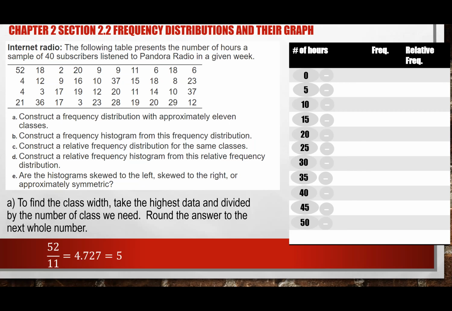If you do the homework, they have only 2 options. They either tell you how big the class width is, and then every time you jump, you add that class width. For this problem, they don't give you the class width. They give you the number of classes they want. So in this case, you have to work out the class width. The reason I use 11 is because they want 11 classes. If they say they want 8 classes, then I take 52 divided by 8. You just divide by the number of classes that they want.